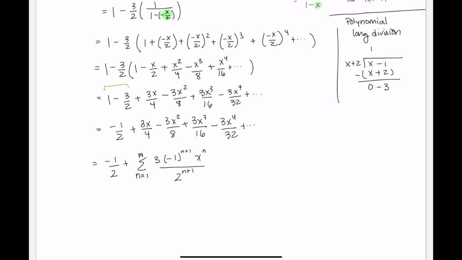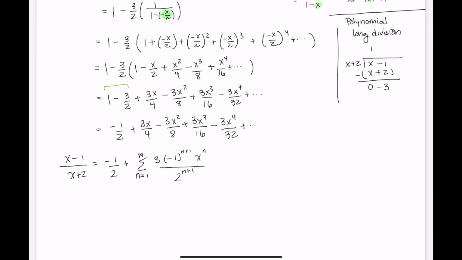Now let's go ahead and find the radius and the interval of convergence. And then just as a quick reminder before we do so, we have figured out that x minus 1 divided by x plus 2 can be expressed as this power series right here, as negative 1/2 plus this power series.